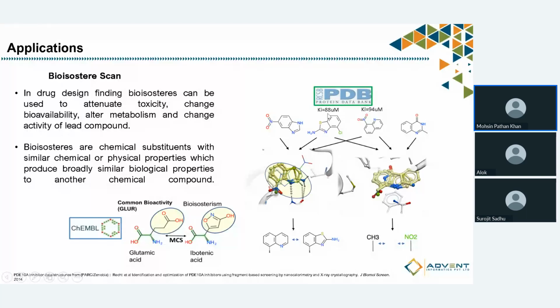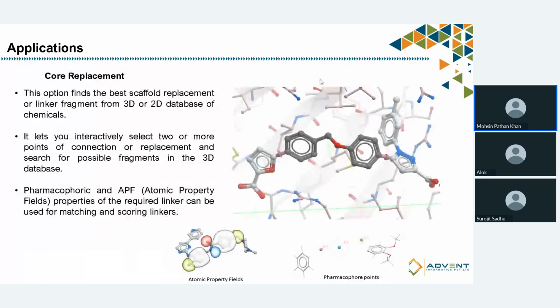Then you can also use the ICM 3D ligand editor for core replacement. Let's say you have a standard ligand molecule and you want to replace the core of your ligand molecule. Then it will use either the ICM 3D atomic property field or an ICM pharmacophore model to identify similar cores in the available 2D or 3D database. It lets you interactively select two or more points of connection. Like this one is a point of connection, and this one is another point of connection. If you have more than two connections, you can select those and search in either the 2D database or the 3D database.